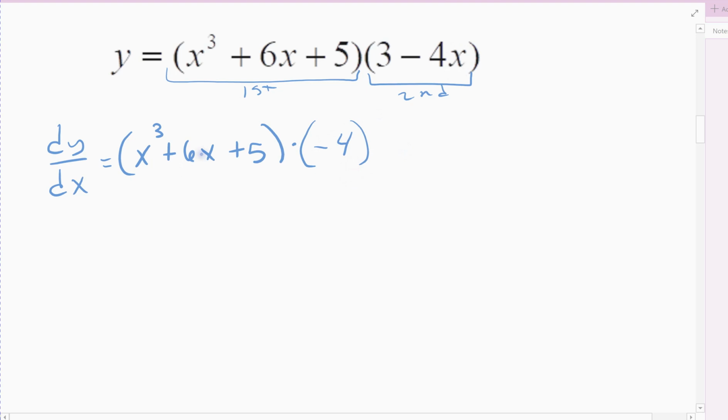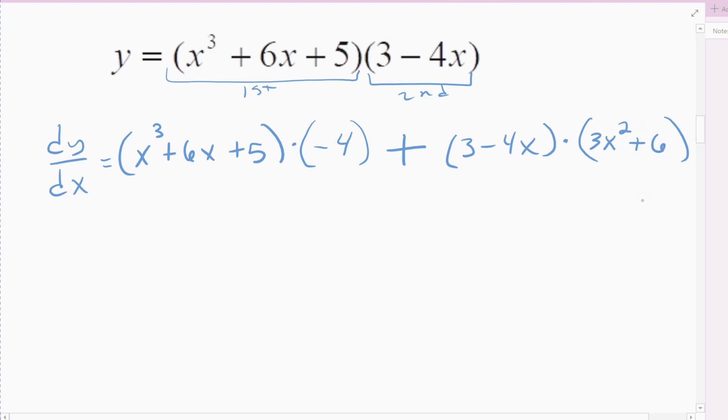All right, so there's the first times the derivative of the second, plus the second, so negative 3 minus 4x, times the derivative of the first. Again, there's the second function without doing anything to it, and I'm going to multiply it by the derivative of the first. I'm going to look at the first and take its derivative. x cubed is going to give me 3x squared. The derivative of 6x is 6, and the 5 will zero out because it's a constant. All right, so there is the derivative.